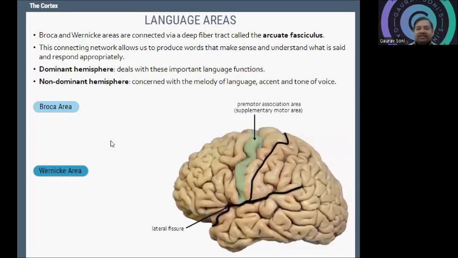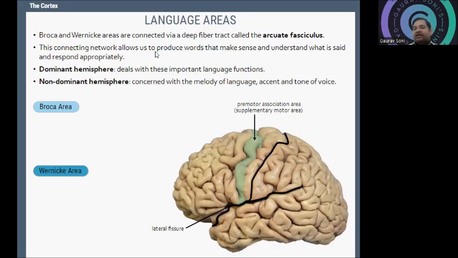Next come the language areas, Broca's and Wernicke's. These are two areas connected by a deep fiber called the arcuate fasciculus, which are the fibers connecting the two. This connecting network allows us to produce words that make sense, understand what is said, and respond appropriately. Means whatever we have heard, what is the answer to be given, which can make some sense and which can be understood by the other person. This connecting network is going to do the function.